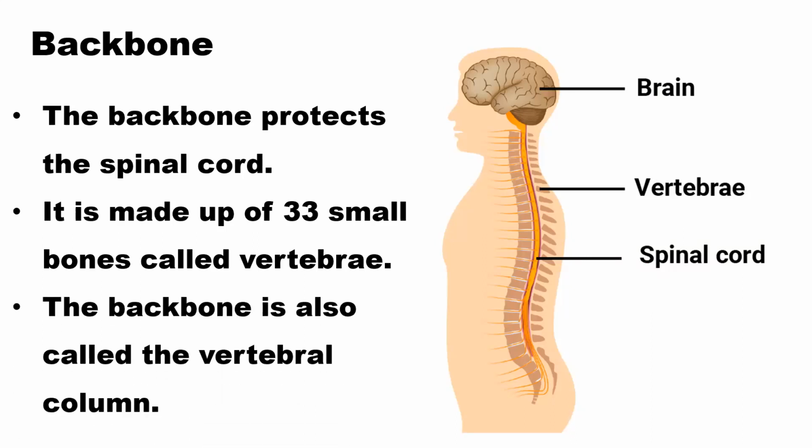The backbone is also called the vertebral column. So this is how it is protecting the spinal cord. And these are actually 33 small bones, which are called vertebrae.